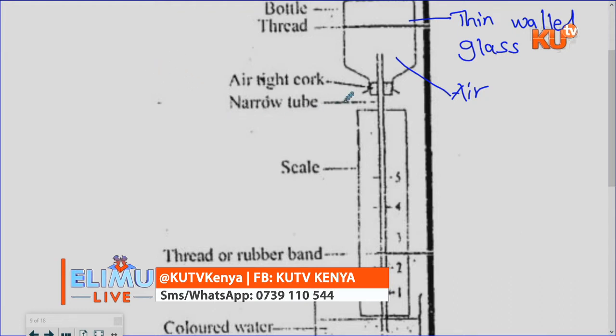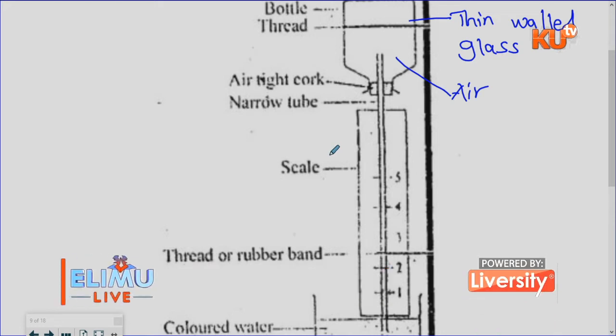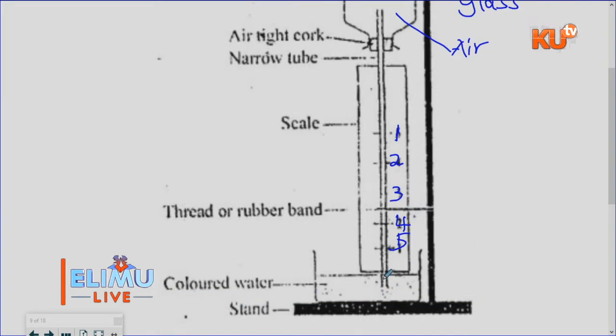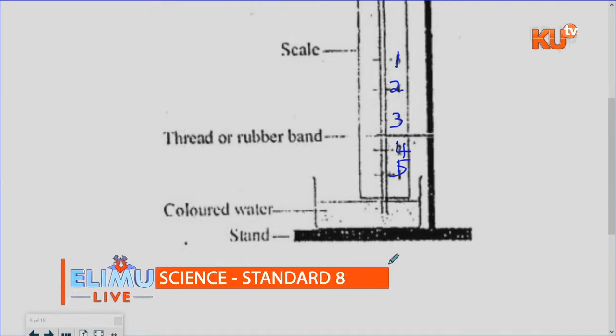Then we have the scale of an air thermometer, and the scale runs from up to down. So you can have your readings here as 1, 2, 3, 4, and 5. We also have a rubber band or a thread just to hold it in position. Then we have colored water. Colored water is used for the purposes of visibility. Then we have a stand.